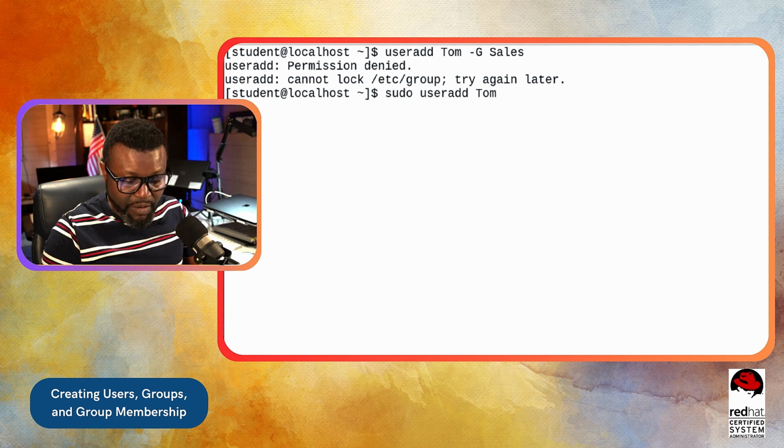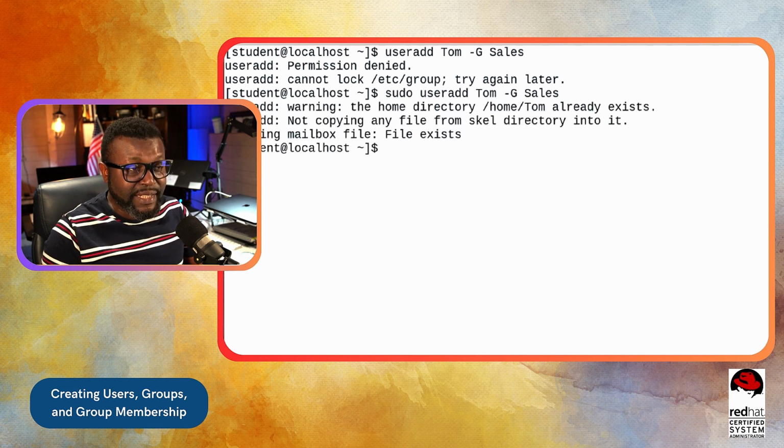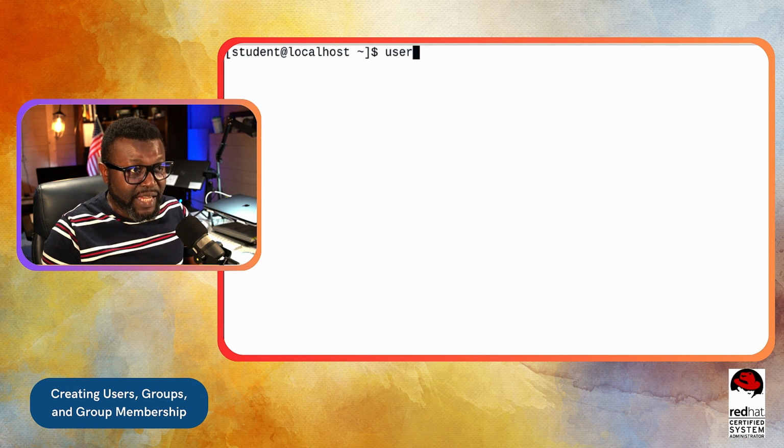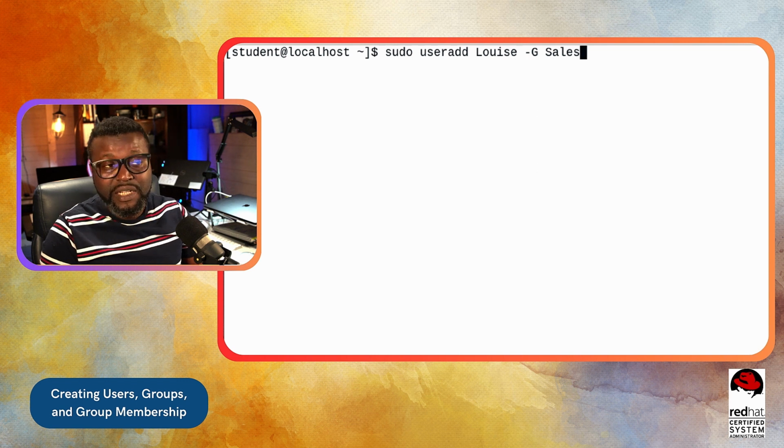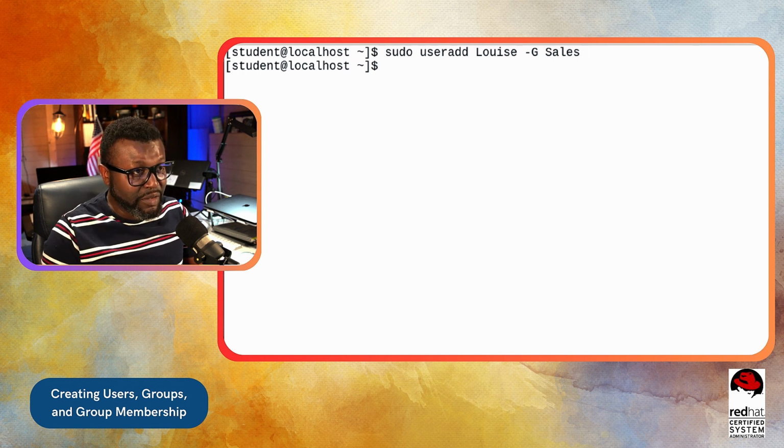So we're gonna do the same command but starting with sudo. Do that, and that's done. And the second user that we need to add is gonna be Luis. Then we'll assign Luis also to the sales as her secondary group. So we're gonna do that sudo add.